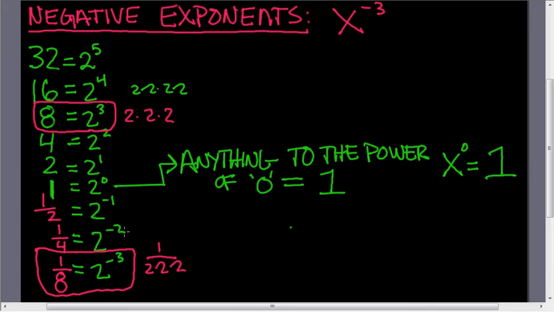Check out 2 to the power negative 2 and 2 to the power 2. 2 to the power 2 is 4, 2 times 2. 2 to the negative 2 is 1 over 4. Compare the one and the other one. 2 to the power 1 is 2. 2 to the power negative 1 is 1 over 2. Can you figure out what the general rule is when it's a negative exponent?